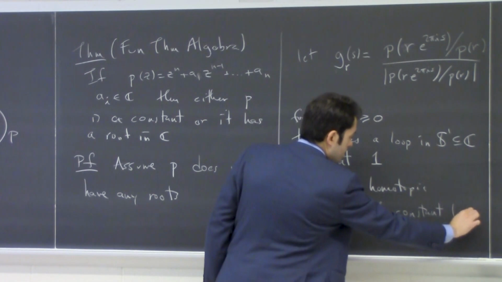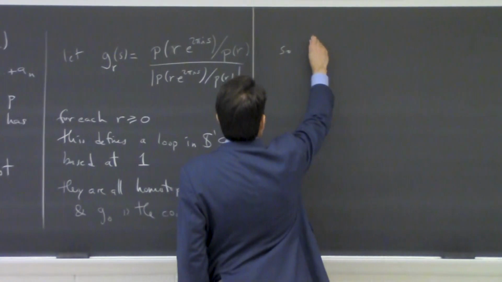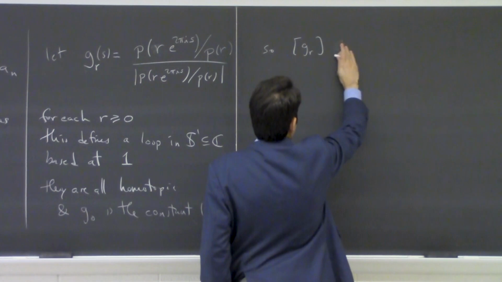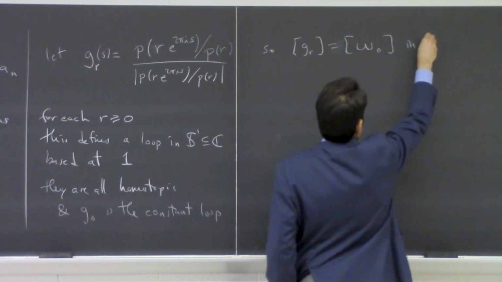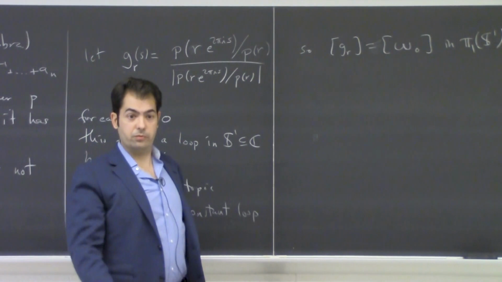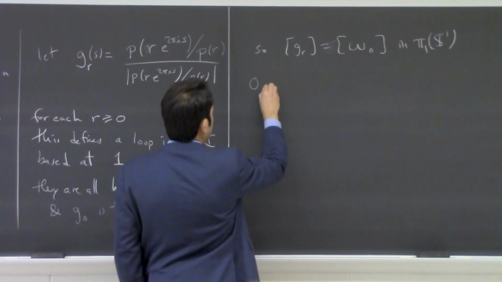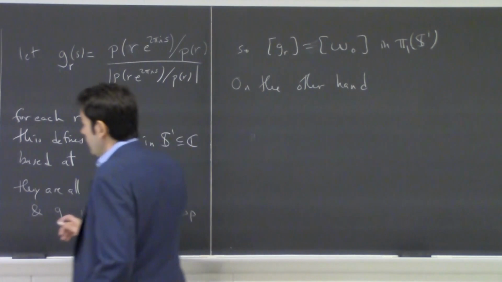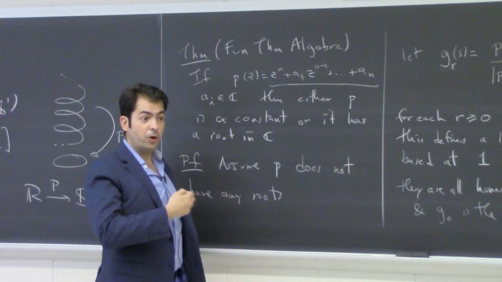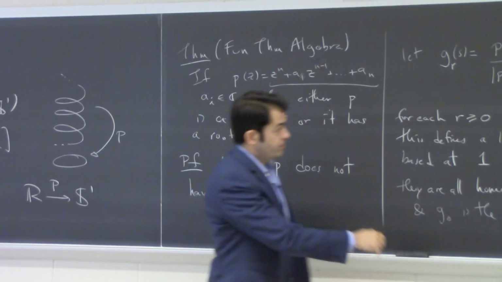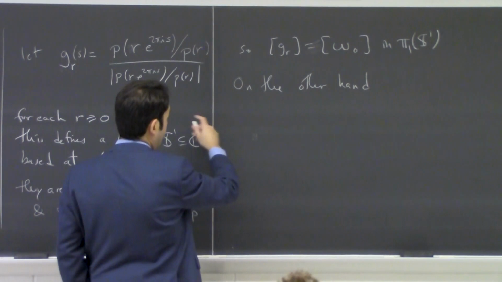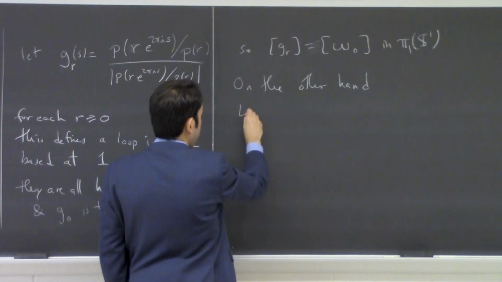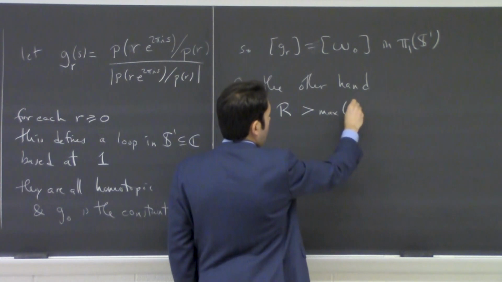So the class of G_r in the fundamental group is the same as the class of 0. Okay, on the other hand, if you have a polynomial like this, then a key fact is that if you're far enough from the origin, then the first term dominates. So let's take advantage of that to find a simpler polynomial, a simpler loop, still in the same homotopy class. So let R be larger than both 1 and what you get by summing all of the coefficients.